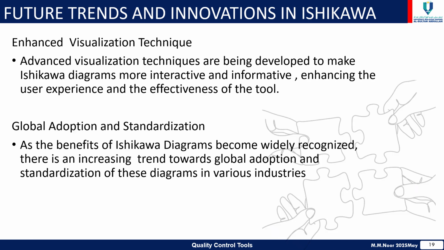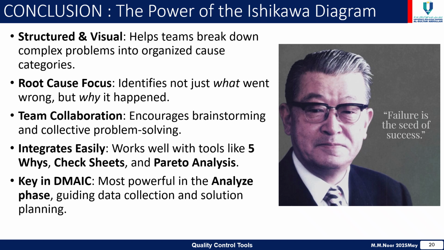Other than that is enhanced visualization technique and global adoption and standardization. To wrap up, the Ishikawa diagram helps us break down complex problems, identify root causes, and collaborate better. It fits naturally into Six Sigma and is a vital tool in the project management toolkit. So the conclusion, the power of the Ishikawa diagram, structured and visual, root causes focus, team collaboration, integrates easily, and key in the mind, DMAIC.